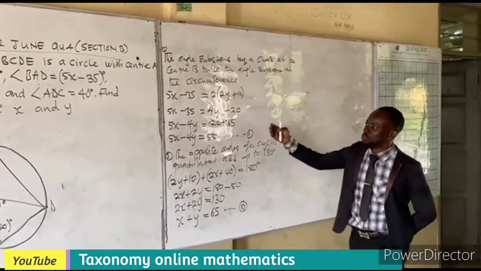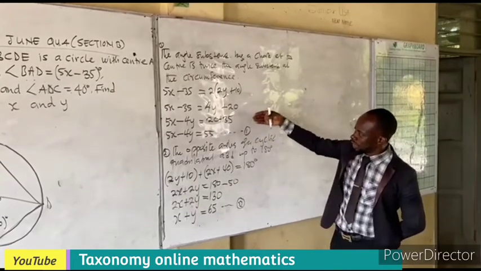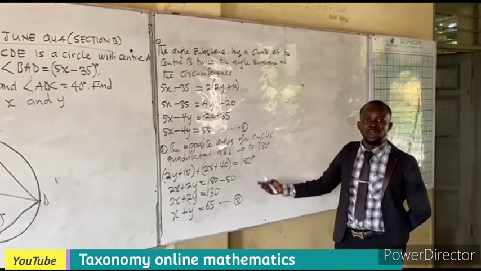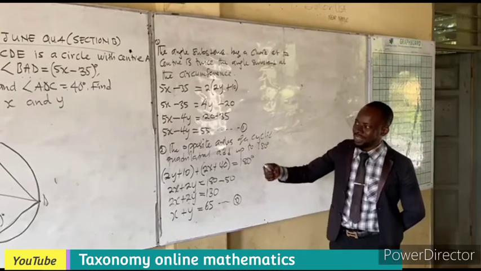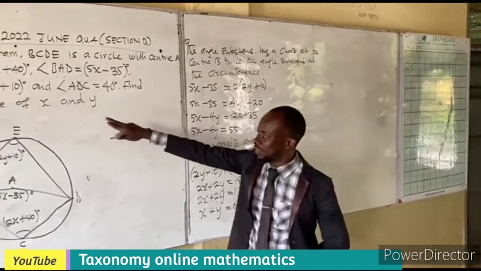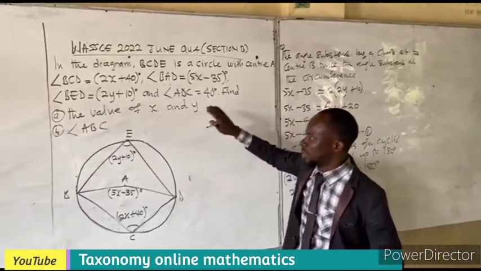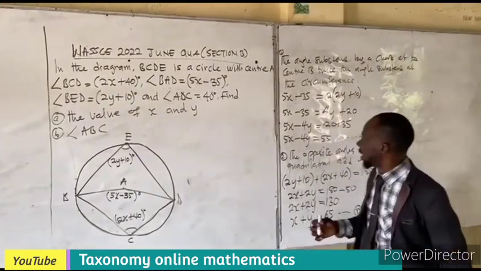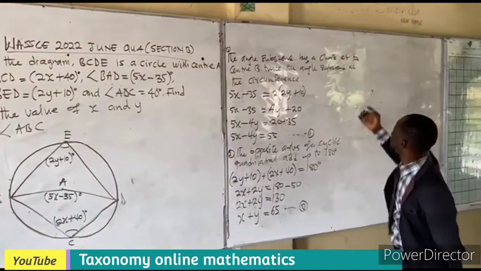I'm now going to solve the two equations, 1 and 2, simultaneously in order to get the first part of the question, which says find the value of x and y. Good. Let's see how we can do that.